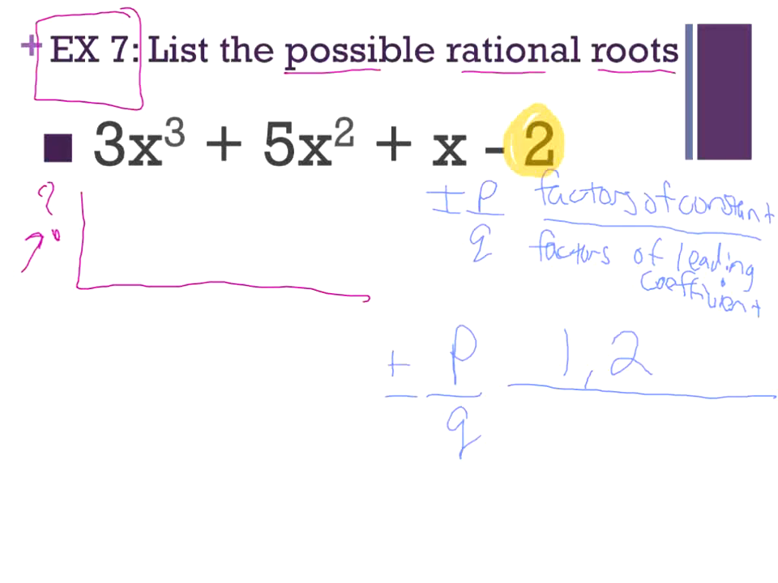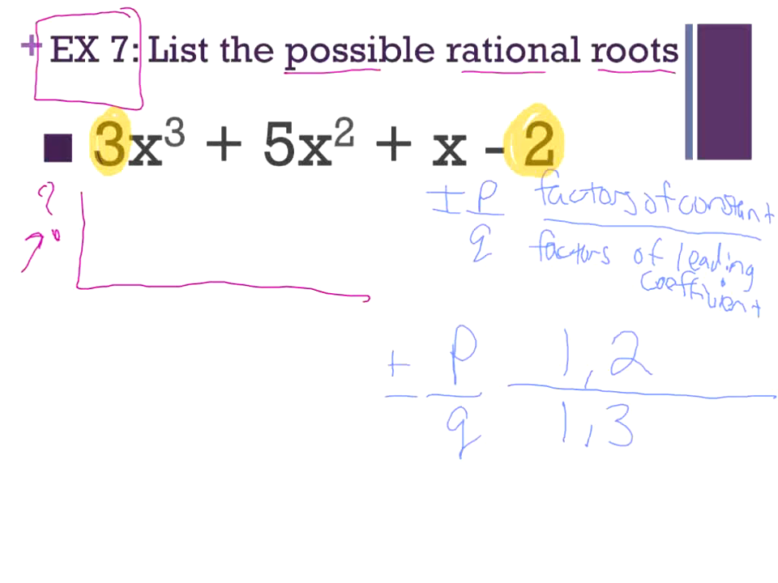On the bottom is Q, factors of your leading coefficient. So what that means is the number that's in front of your highest variable. So X cubed is my highest variable, so my leading coefficient would be the 3 that's out in front. So can you guys tell me what times what would be 3? What's going to go on bottom? 1. Or 3.